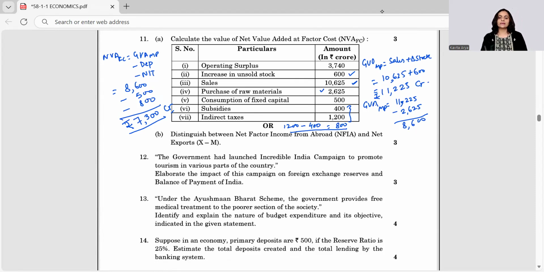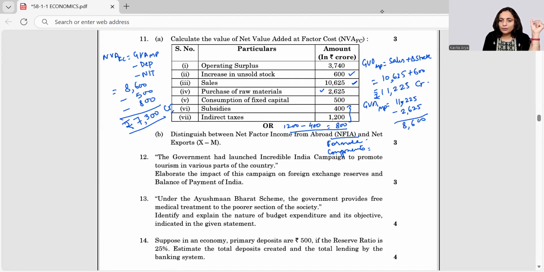And the other says distinguish between NFIA and net exports. So you can clearly write that what is NFIA? The value of NFIA is factor income from abroad minus factor income to abroad. So you can give that formula. So here we can talk about the formula. We can talk about the components. So what are the components of NFIA? NFIA is made up of net compensation of employees, net income from entrepreneurship and property, and then net retained earnings.